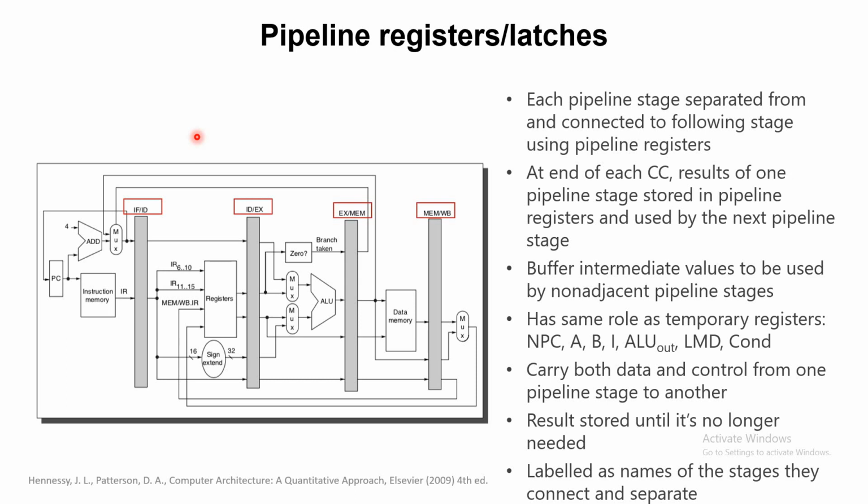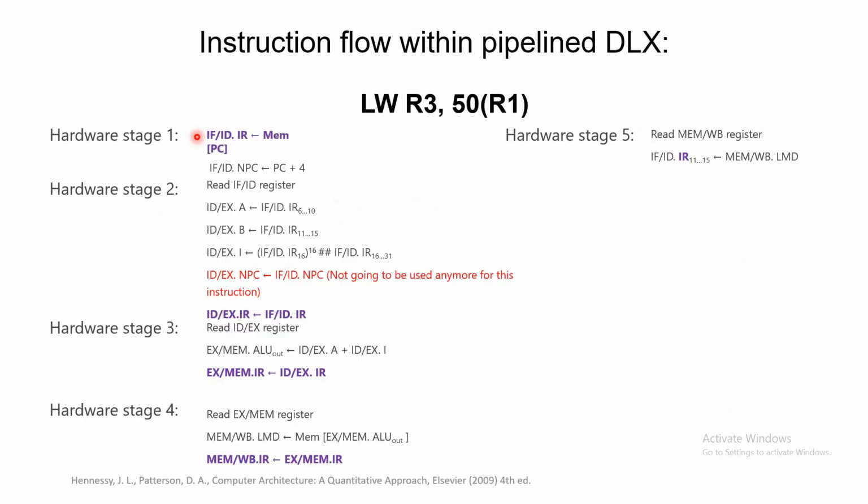Okay, so this is the role of the pipeline register. These are also called latches, which are used to store the data and control from one stage to the next stage. Now we will try to understand the instruction flow within the pipeline for a DLX processor. We will take one example: LW R3, 50(R1). Let's suppose we want to load the data from the memory whose address is 50.